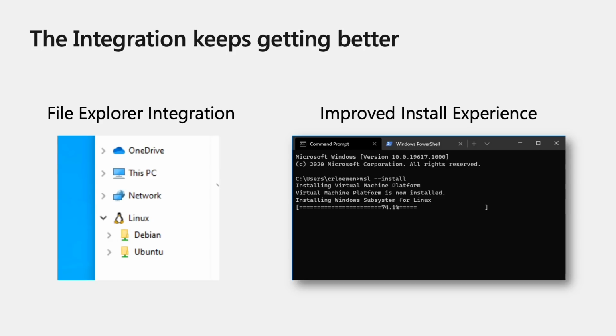And when you click or expand it, you'll see all of your Windows Subsystem for Linux distributions there. So there I have Debian and Ubuntu. And you can click through these folders and access all of your Linux files straight from Windows, which is pretty amazing. On top of this, we're also improving the install experience for WSL as a whole.